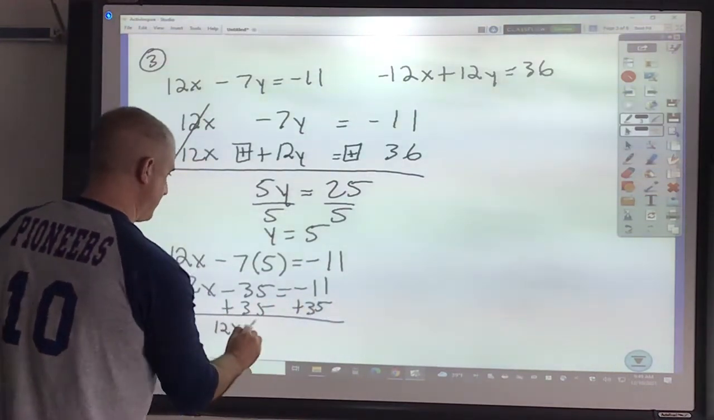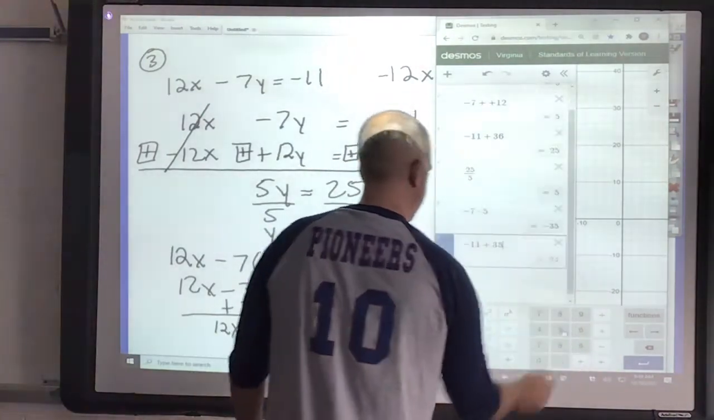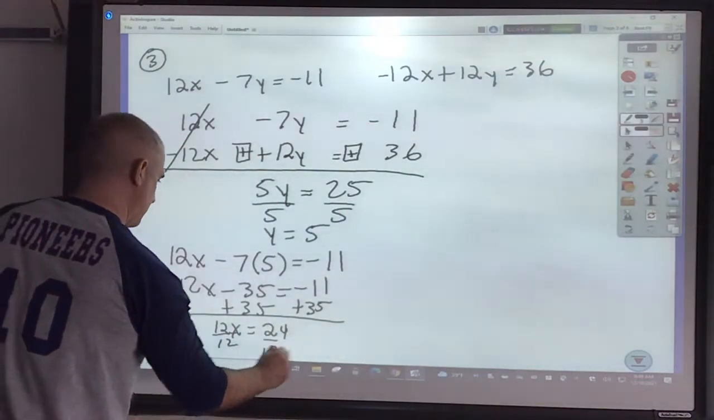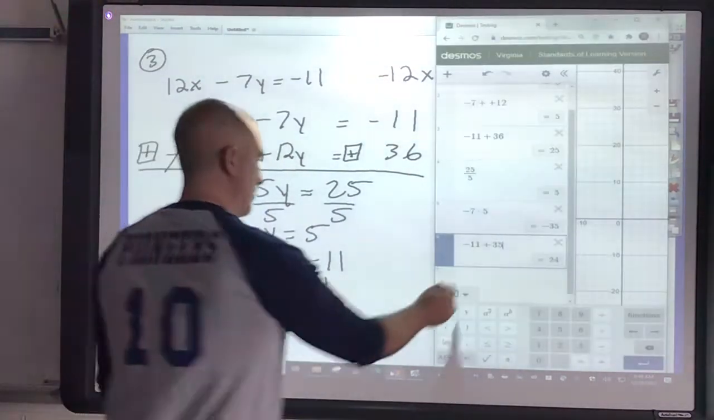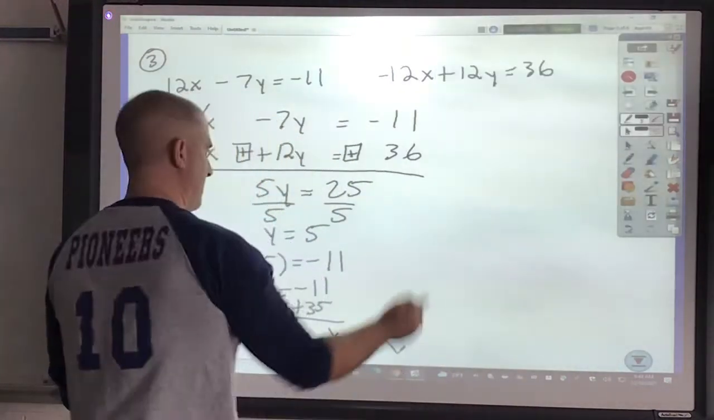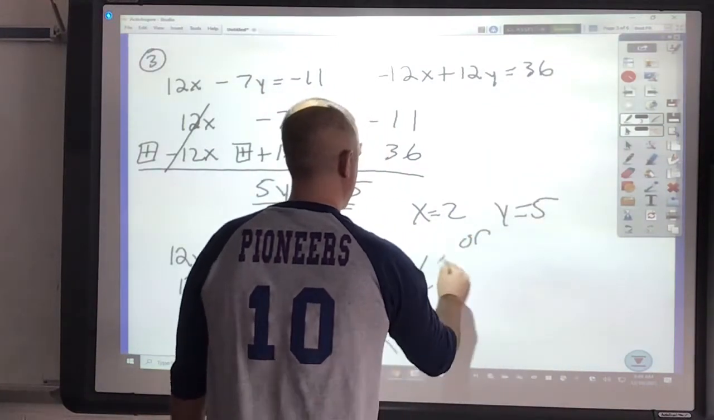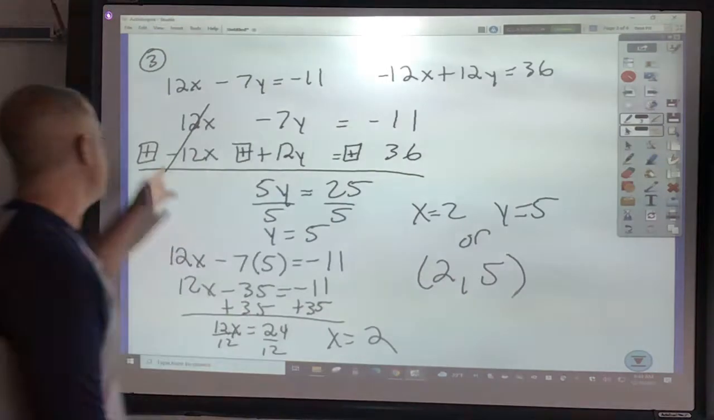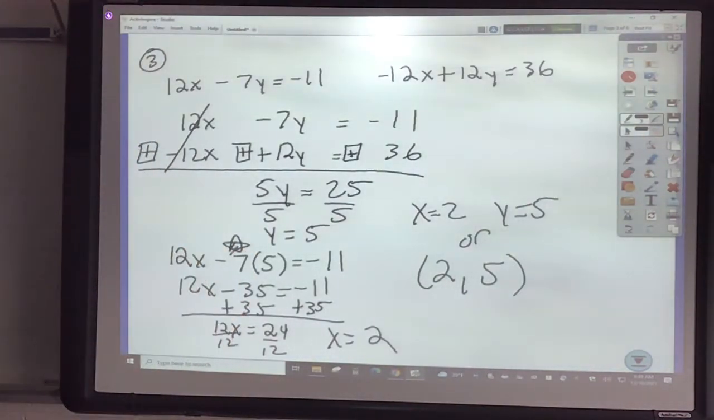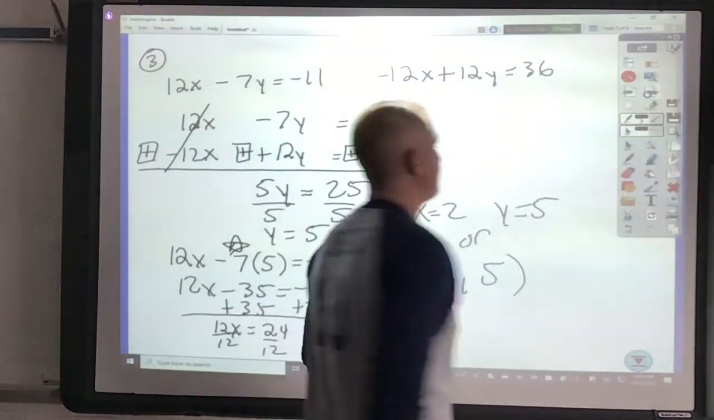So it's going to be 12x on that side. Negative 11 plus 35 is 24. And I want to divide by 12. Okay, so x equals 24 divided by 12 is 2. Okay, so my answer is x equals 2, y equals 5, or you could write it as 2, 5. Just take your time with this operation and take your time with that calculation. Okay, that's probably where most people make their errors.